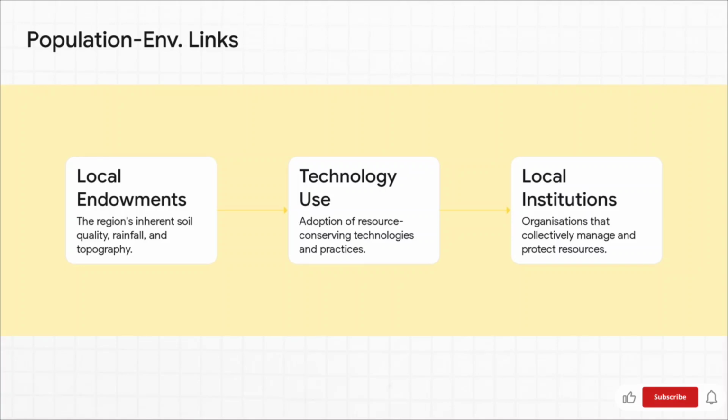First, the local endowments. You know, what nature gives you to work with, like the quality of the soil. Second, the technology that's available. And third, and this one's huge, the strength of local institutions, the community groups and rules that protect these resources.